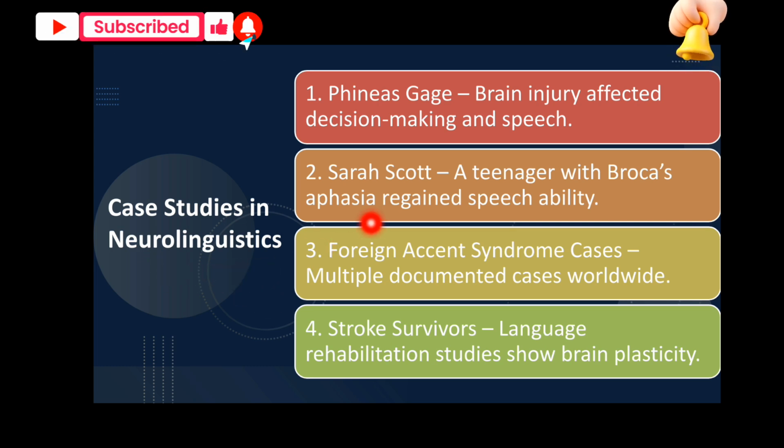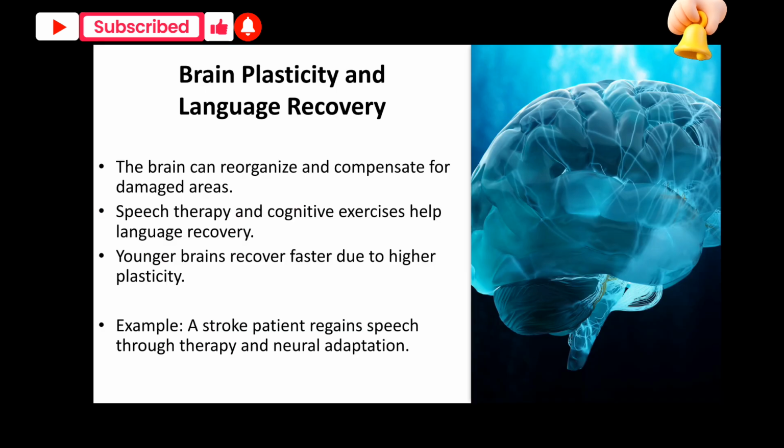Case studies in neurolinguistics. So, Phineas Gage, whose brain injury affected decision making and speech. And Sarah Scott, a teenager with Broca's aphasia, who recovered her speech ability. And foreign accent syndrome cases, with multiple documented cases worldwide. And stroke survivors' language rehabilitation studies show brain plasticity.